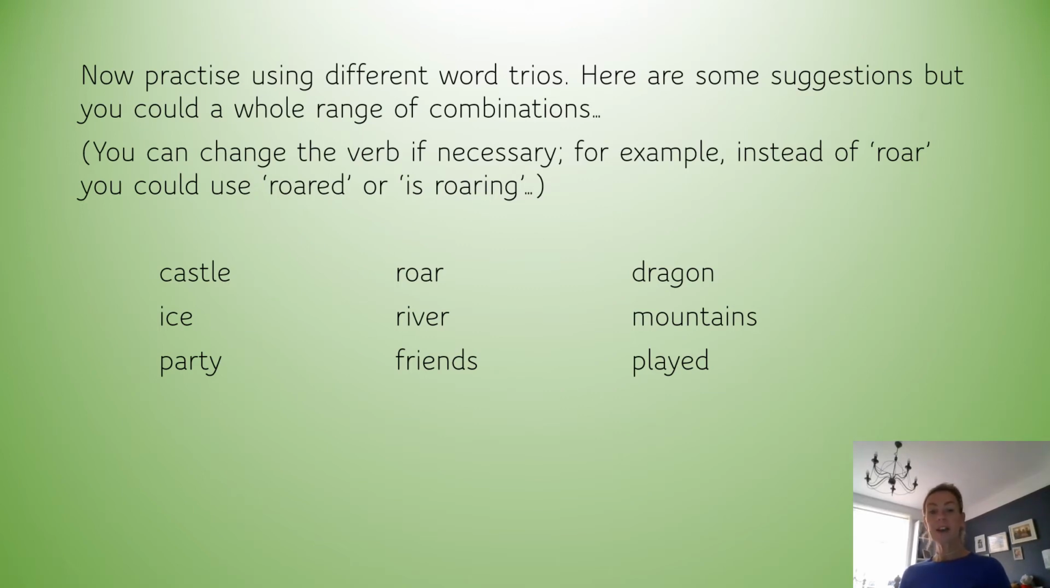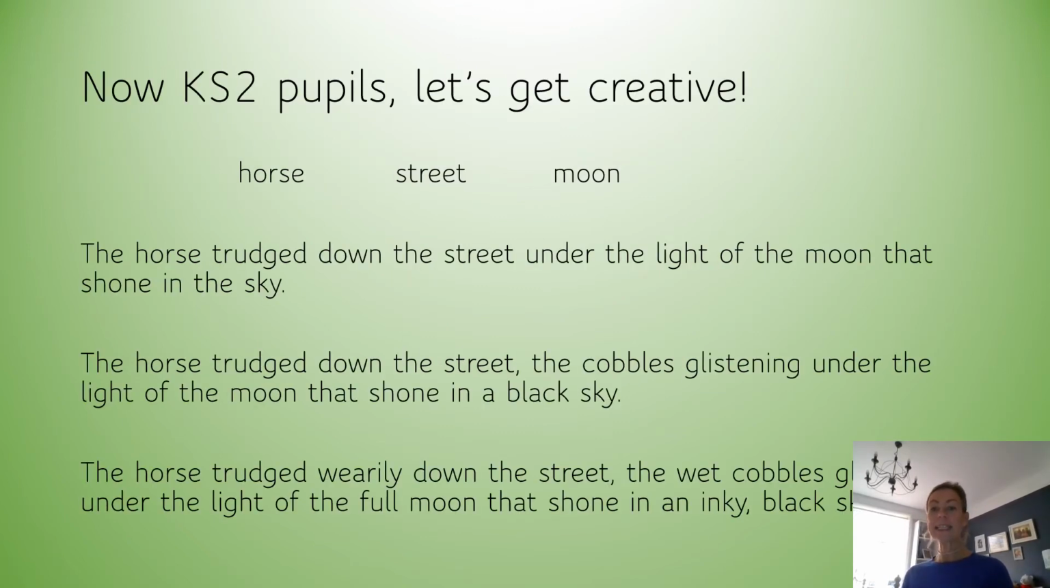And party, friends and played. So my friends played at the party. You could then embellish that to say, my best friends played at my birthday party. My best friends played fantastic games at my birthday party. You've taken that simple sentence and given the reader a bit more information. So now here, if you're in Key Stage 2, or even if you're in Key Stage 1 and you really love writing, you think, yeah, I'm ready for this, give it a go with a bit of support.